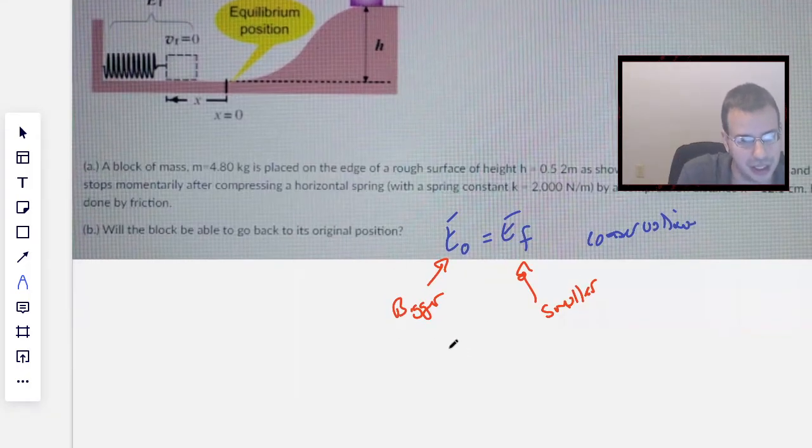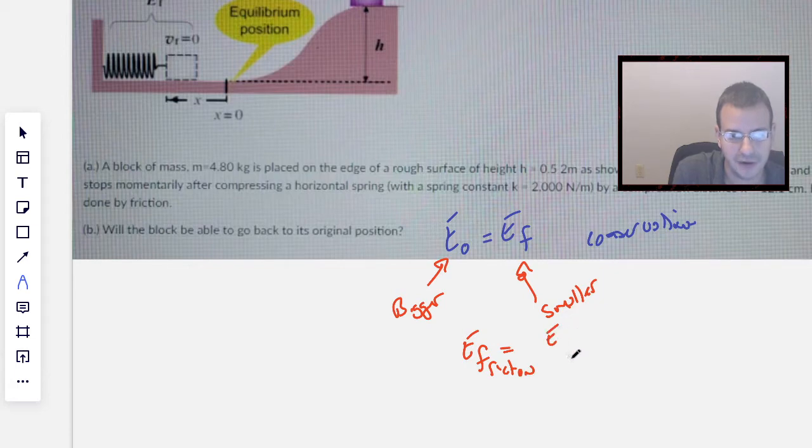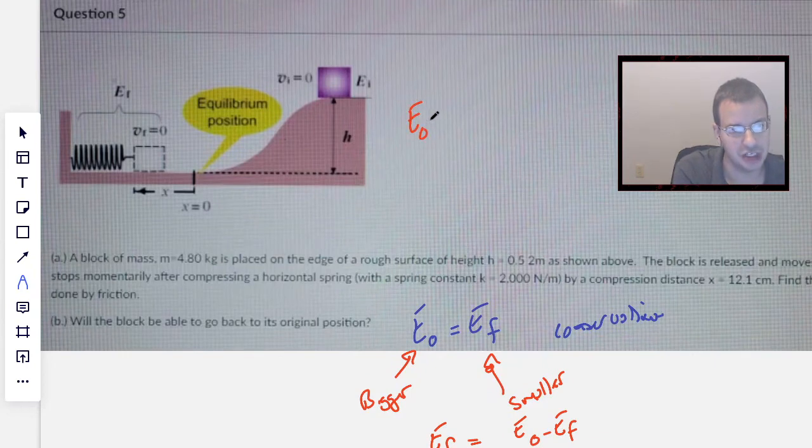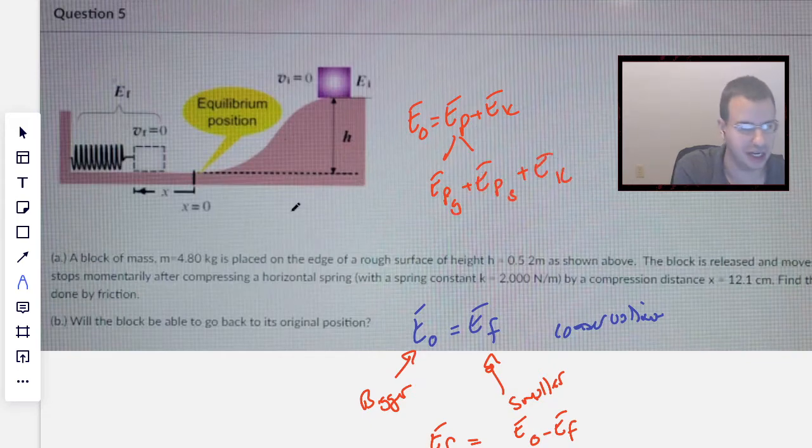So I'm going to say that the energy lost due to friction is going to be energy initial minus energy final. That should give us a positive number, and that'll represent the energy lost. So we want to look at what energy initial and energy final are. Energy initial is going to be energy potential plus energy kinetic. I'm going to break up energy potential into energy potential gravitational plus energy potential spring, and then energy kinetic I'm just going to leave as energy kinetic.